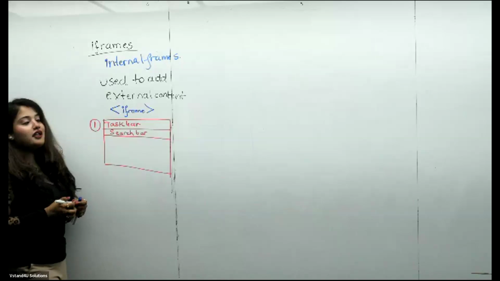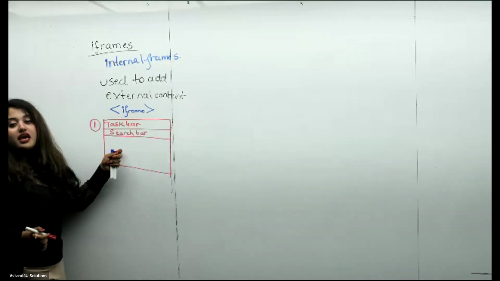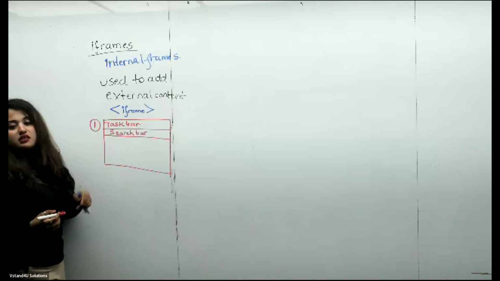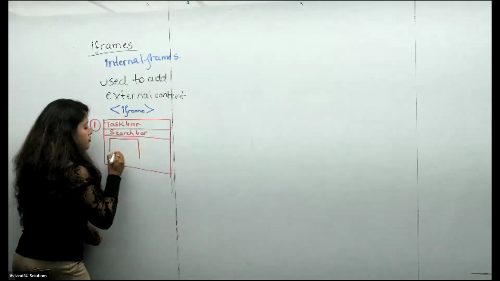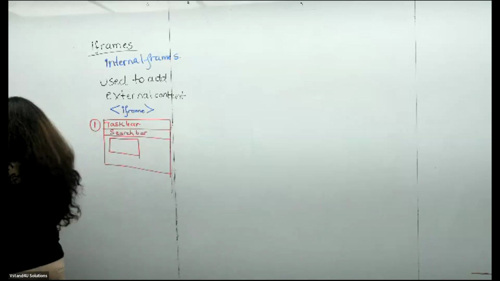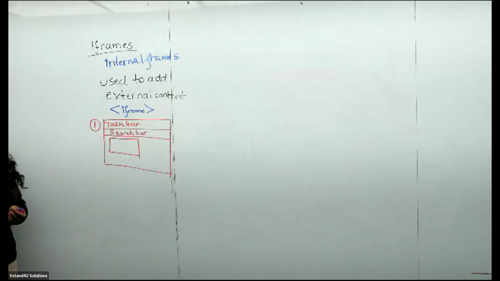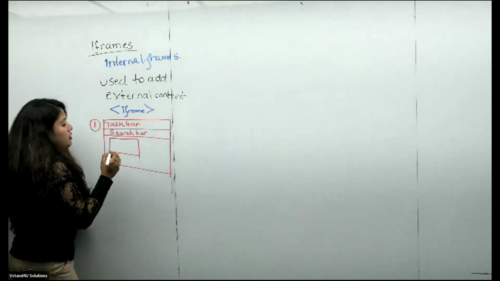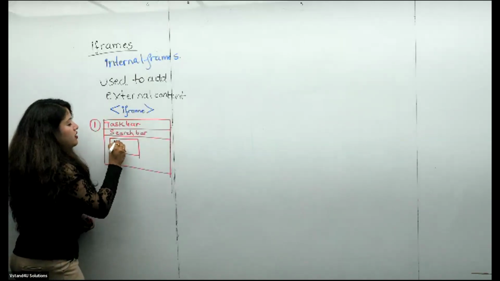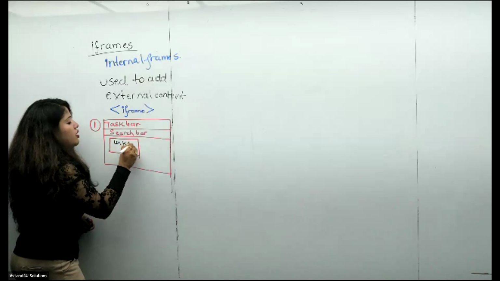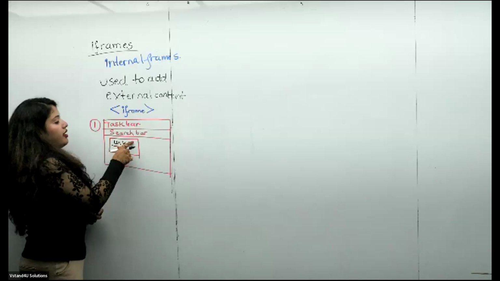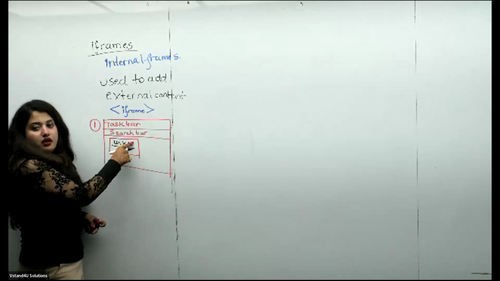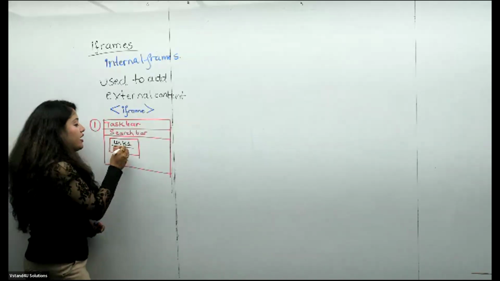Okay? Done? So now, inside this web page, I want to create one iframe. Inside this web page, I want to create one iframe and I want to print one link here. And when I click, link means obviously it is a hyperlink. Yes or no?